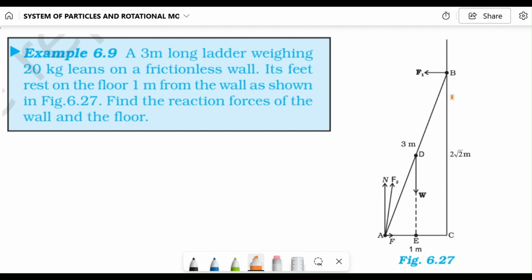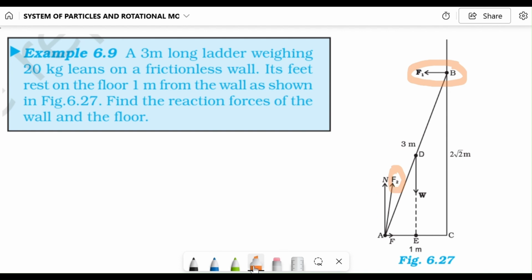Now, we have to find out the reaction forces of the wall, that is the force F1 acting on the ladder here and the force F2 acting on the ladder here. In this case, the only force acting on the ladder is the normal reaction force due to this wall, because this wall is frictionless.